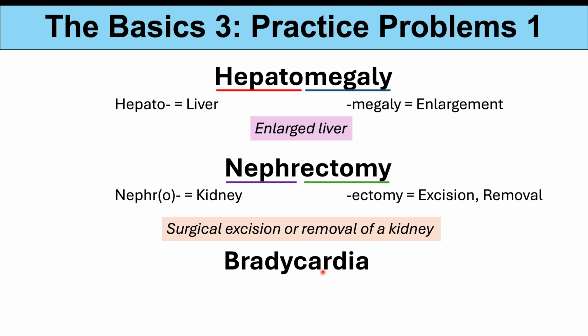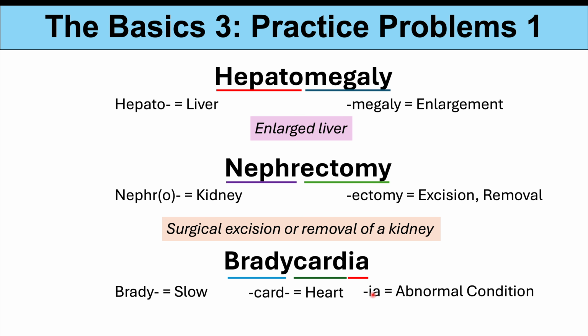The third term is bradycardia. So again, we're going to look at the first part of the word, brady, which refers to slow. Card or cardio refers to the heart. So again, cardiologist, a doctor who specializes in heart health, or even a cardio exercise, you're trying to raise your heart rate. And the suffix ia is a suffix meaning abnormal condition. So again, we put this all together. Bradycardia is a condition of having a slow heart rate, and more specifically, it is having a heart rate less than 60 beats per minute.